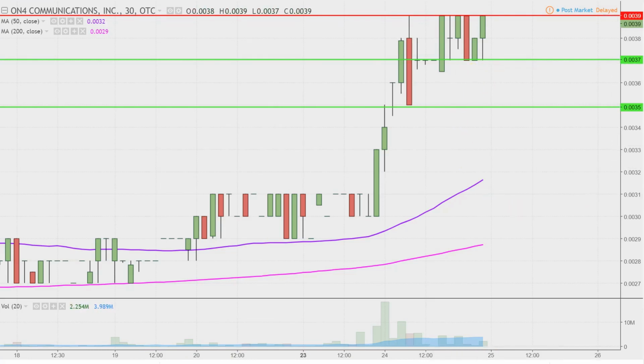Anyway, slice it though, very nice movement today. Now it's just a question of can the bulls build upon this momentum going forward? We shall see.